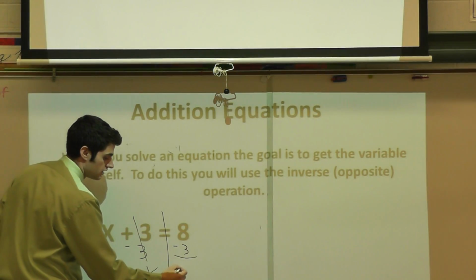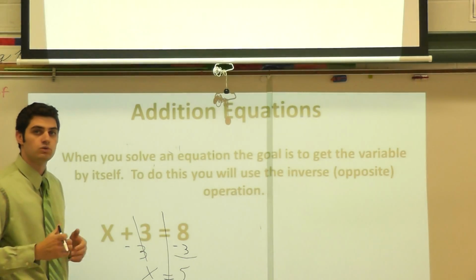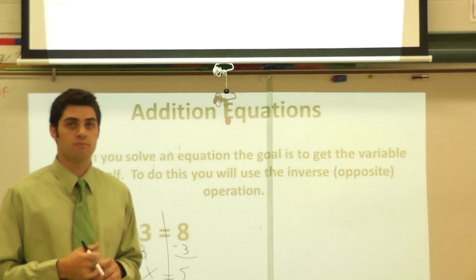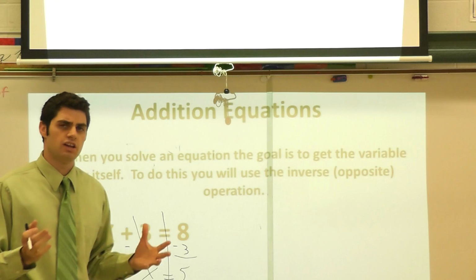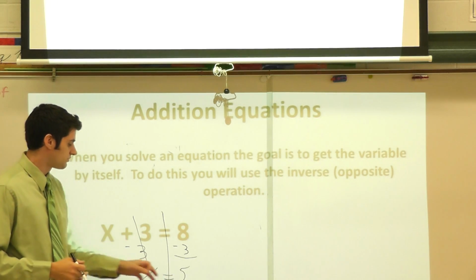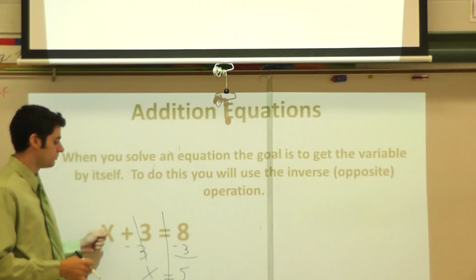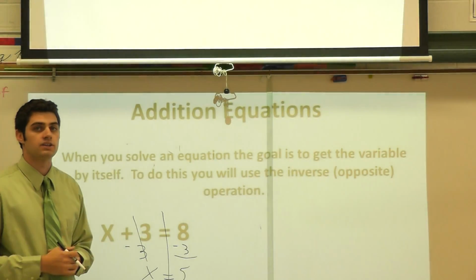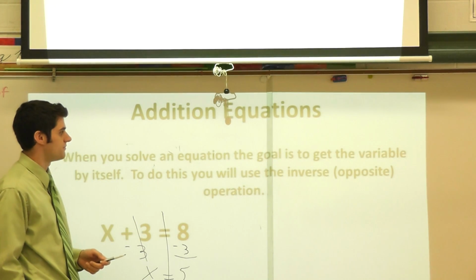8 minus 3 would become 5. x would equal 5. Now, the nice handy-dandy thing with these type of problems is I can always get them right if I plug it back in and check. If I think my answer is 5, let's plug it back into the original problem. If I thought that x equaled 5, it would be 5 plus 3, which would equal 8. So I know that my answer is done correctly. Let's try another problem.